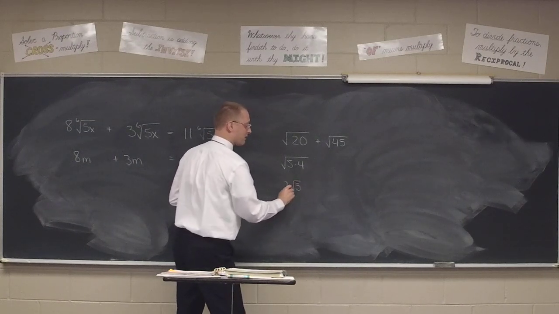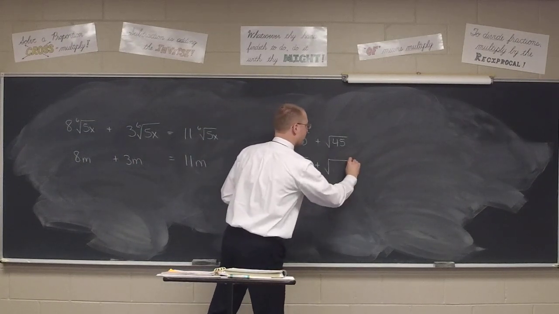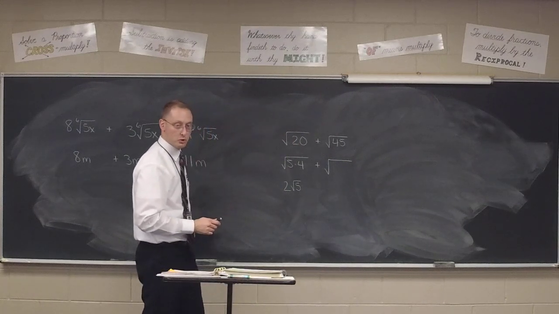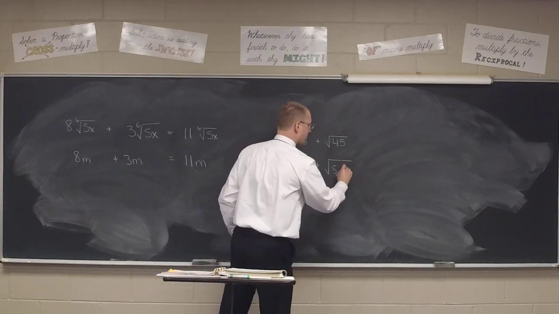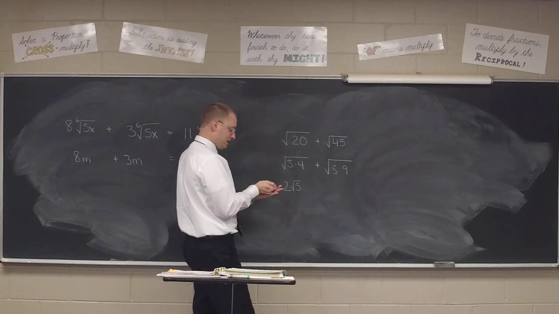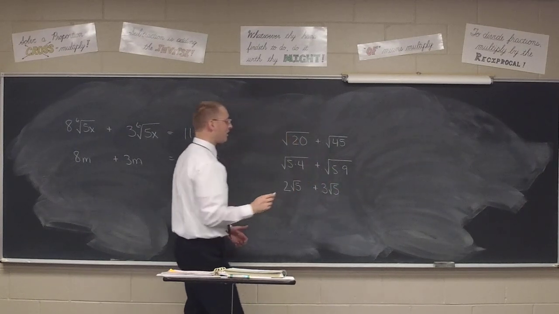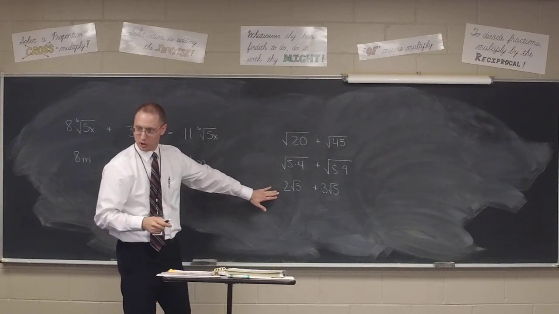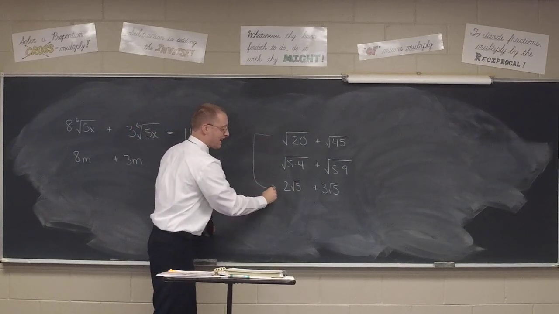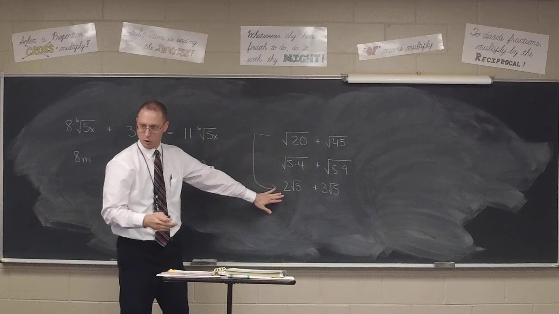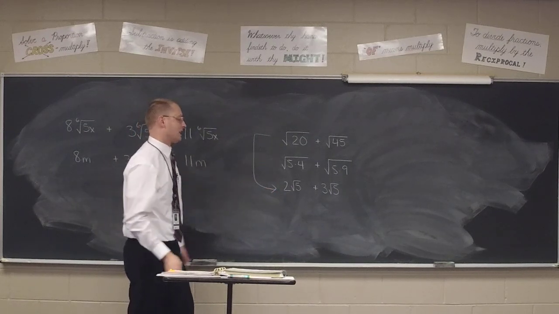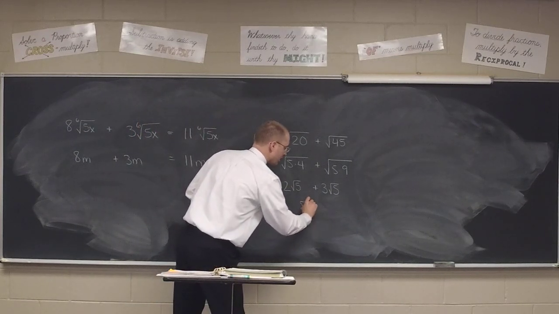And maybe here I could factor the 45 into 5 times 9, where I could take the square root of the 9 to get 3 times the square root of 5. Oh, now they're similar. They were in disguise, but now they're visibly similar. Now we can add to get 5 times the square root of 5.